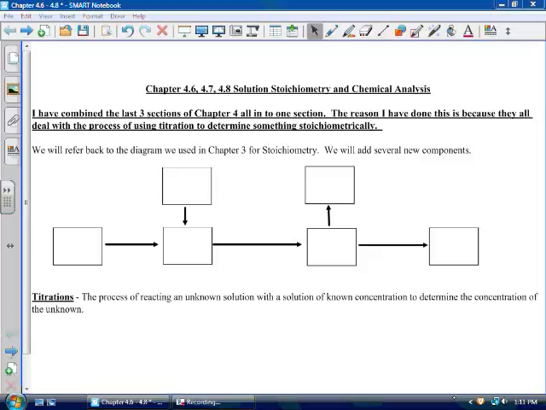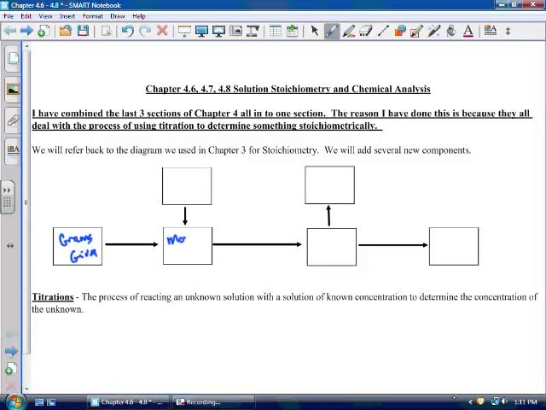Now in solutions, the process we use to figure out something about an unknown solution is called titrations. You see a video clip on the coverage here, and we'll talk about titrations, and we'll do several titration labs as we go through. But if you recall back to Chapter 3, you've seen this diagram minus the two boxes on the top. In the diagram, we started off with grams given.